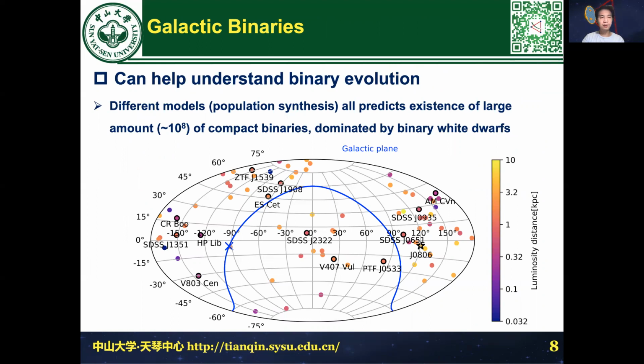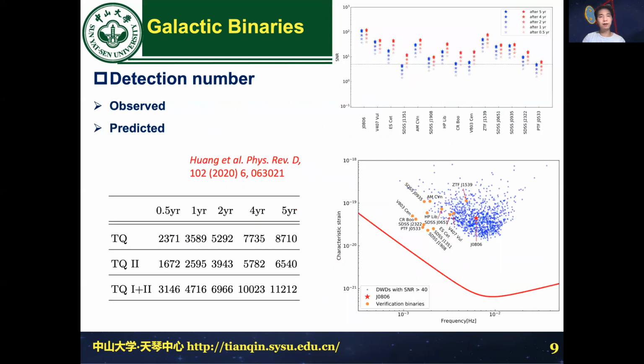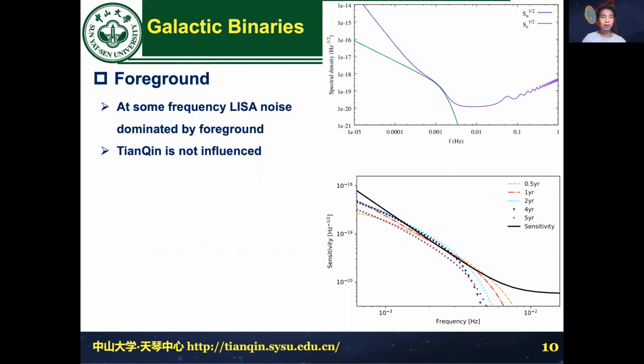We know that there are a lot of binary white dwarfs in our Milky Way, and although only a limited number, around 100 of them, have been detected in the EM channel, we expect to see a lot in the gravitational wave channel. Our study shows that with TianQin operating for 5 years, we can see about 10,000 of them, and we can measure them accurately. And the foreground, which is indeed a big issue for LISA, is not a severe issue for TianQin because of the slightly higher frequency of the TianQin band.